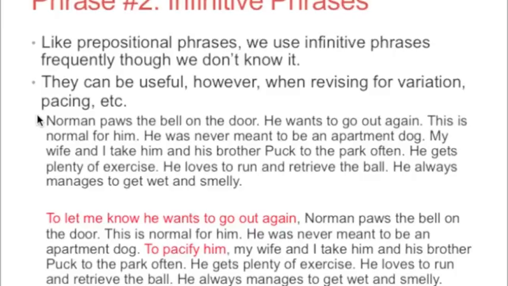Of course, as I've mentioned time and again, there's a relationship there. In the past videos, I've used subordinating conjunctions like since and because to show that relationship. But there are many ways to do this, right? So I've revised it to say, to let me know he wants to go out again. Okay. Norman paws the bell on the door.